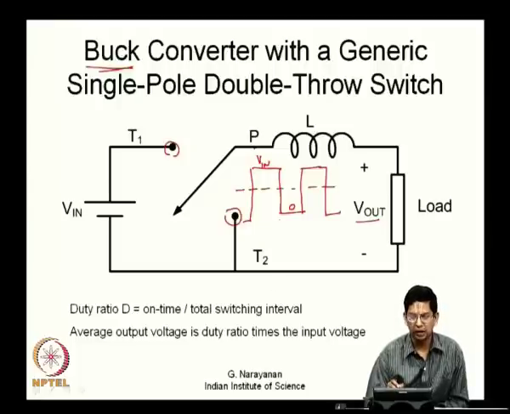If you want a higher output voltage, we have to increase what is called the duty ratio, the width of the pulse divided by the total time interval. If you increase that, you will get a higher output voltage. If you reduce the duty ratio, you are going to get lower output voltages. So, this is a buck converter shown with a single pole double throw switch, a generic switch. Now, we have to realize the single pole double throw switch electronically.